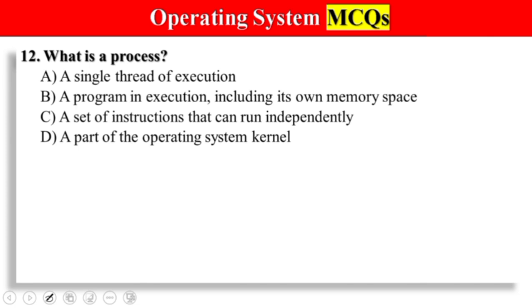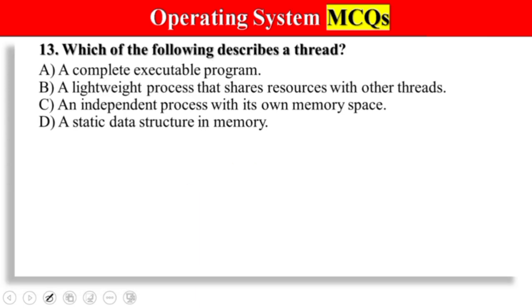Question number 12. What is a process? A. Single thread of execution. B. Program in execution including its own memory space. C. A set of instructions that can run independently. D. A part of the operating system kernel. A process is a program in execution that includes its own memory space. B is the correct definition of process.